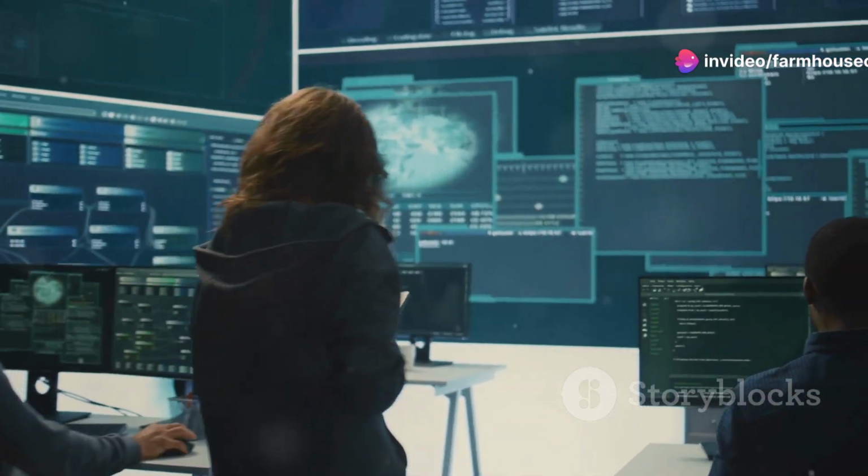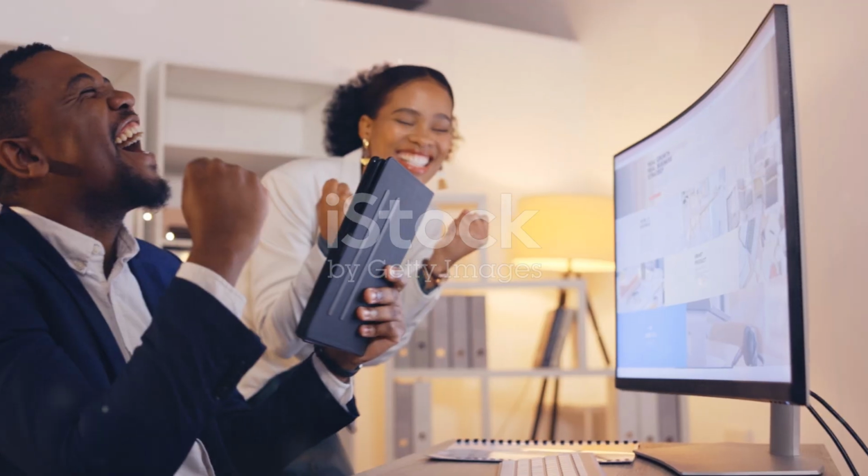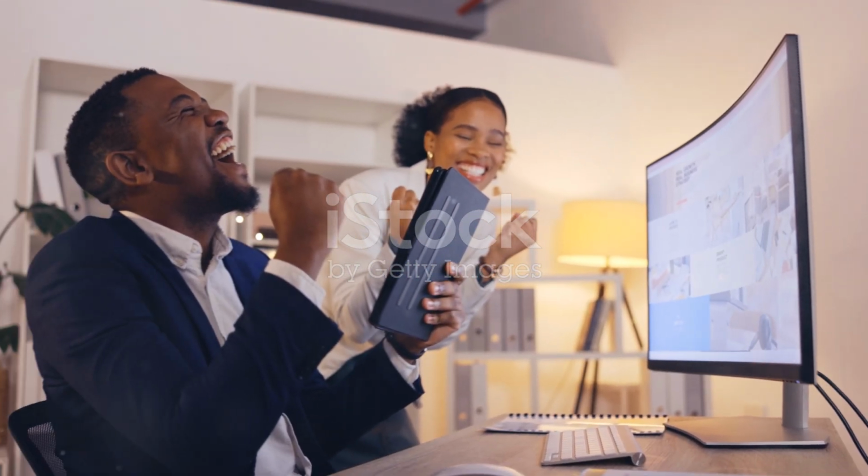Let's commit to better cybersecurity practices to protect ourselves and our information. Together, we can minimize the risk of system hacking and create a safer digital environment.